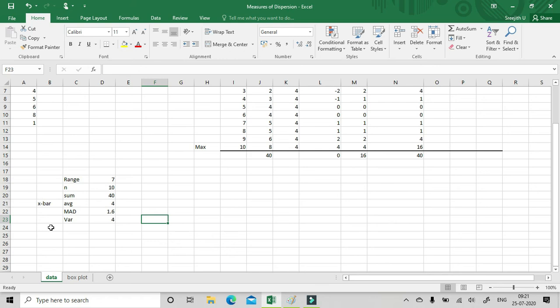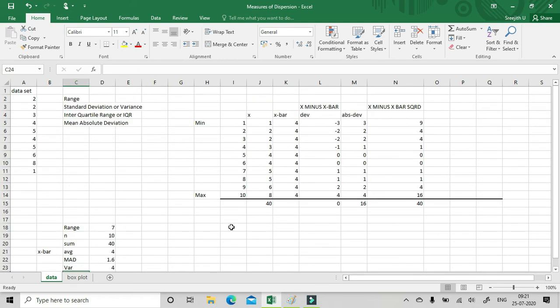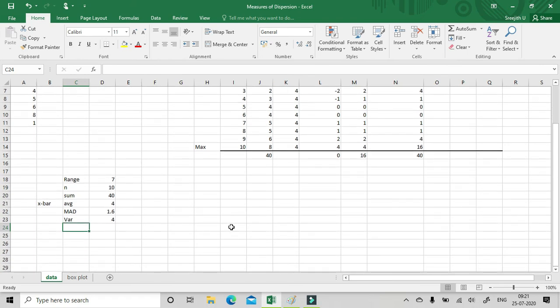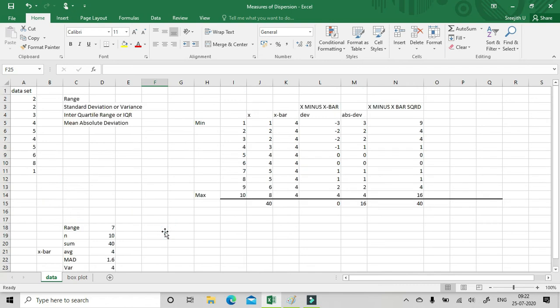Standard deviation is defined as the square root of the variance. It's simply the positive square root of the variance. There is no way you can directly find the standard deviation. So the standard deviation is the square root of 4, which happens to be 2. I'll take another video to explain the interquartile range, or IQR.